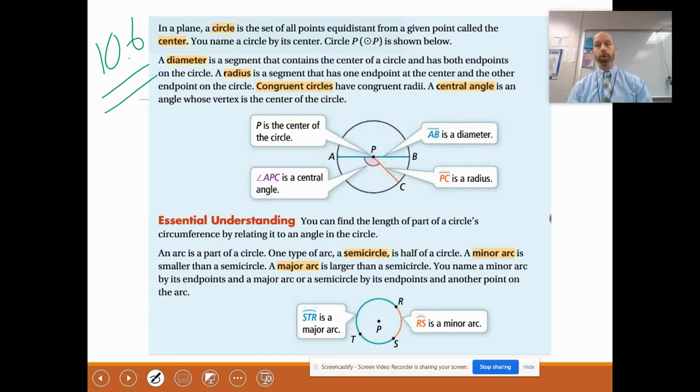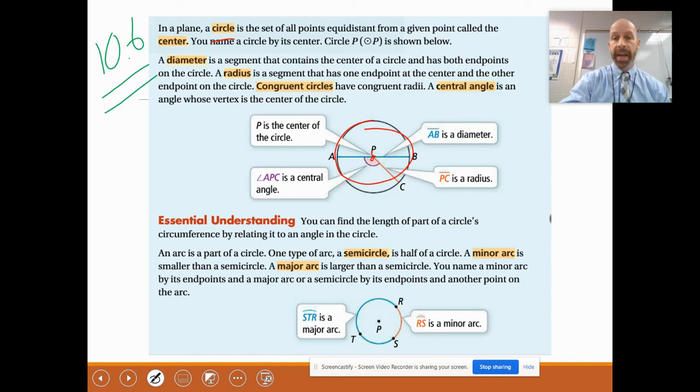Okay, this is on circles and circumference and radiuses and diameter. And I know you probably know most of these things, but let's just go ahead and run through them again. So this shape right here is called a circle. And a circle is just all the points that are equidistant from a point called the center. So here P is the center.